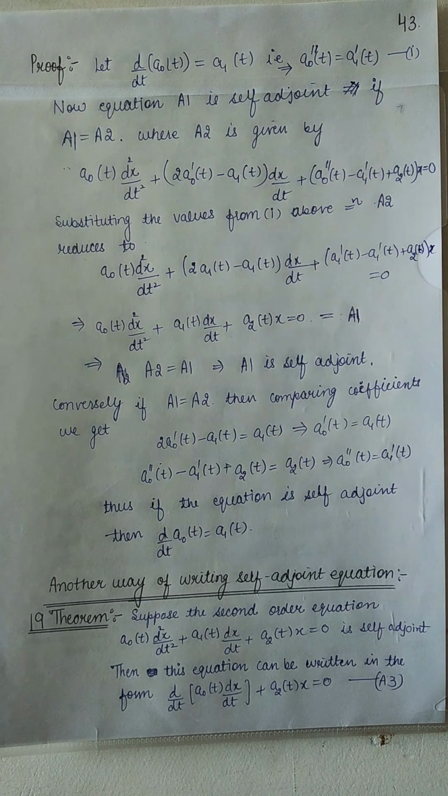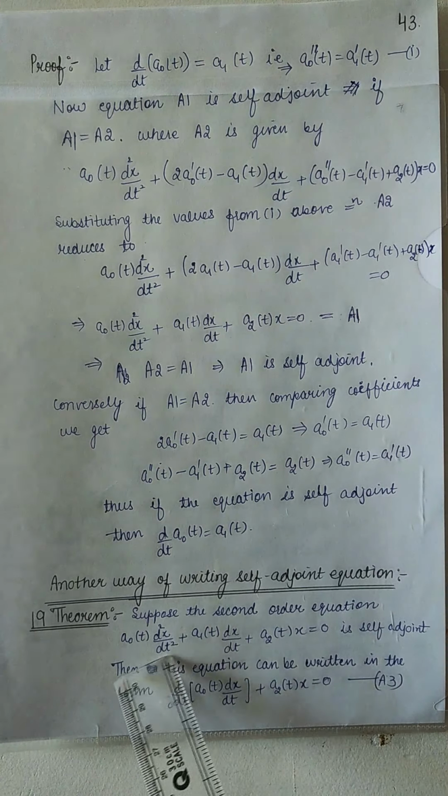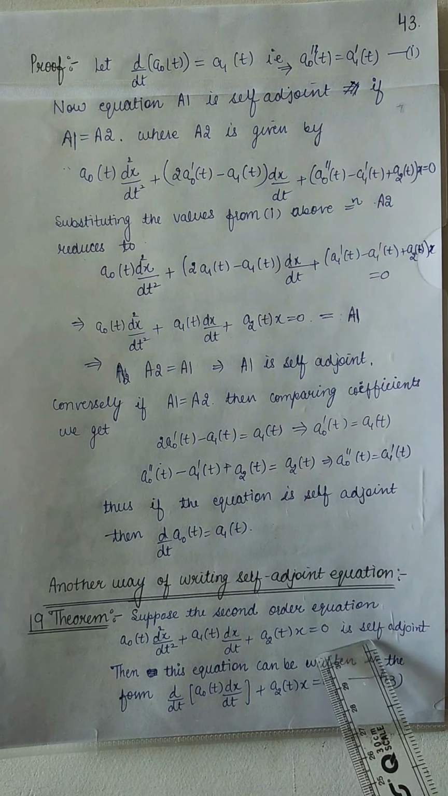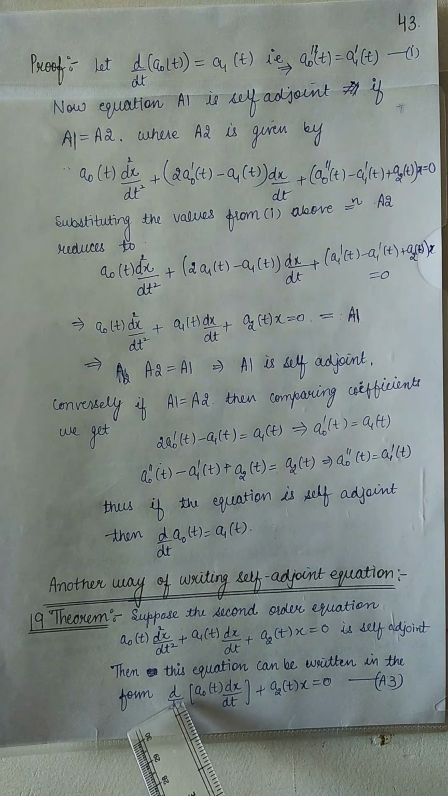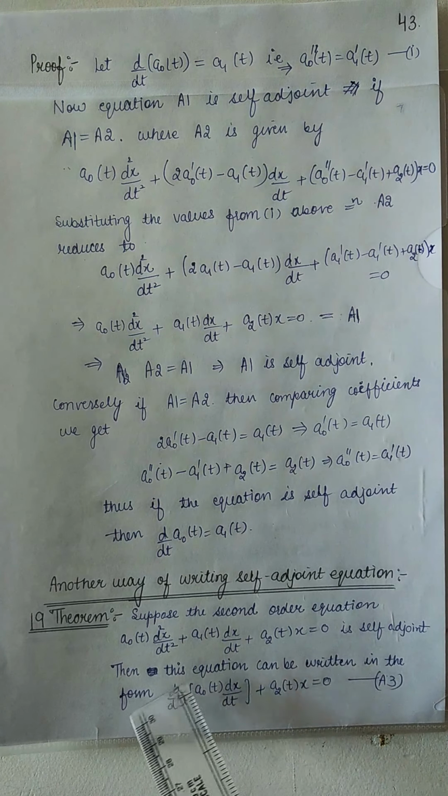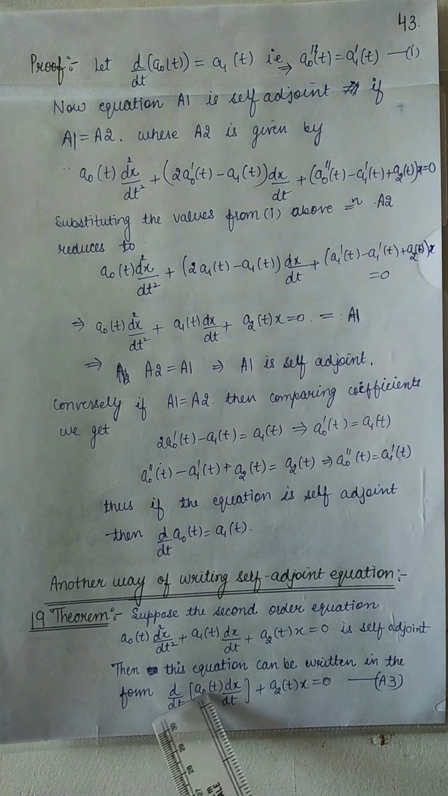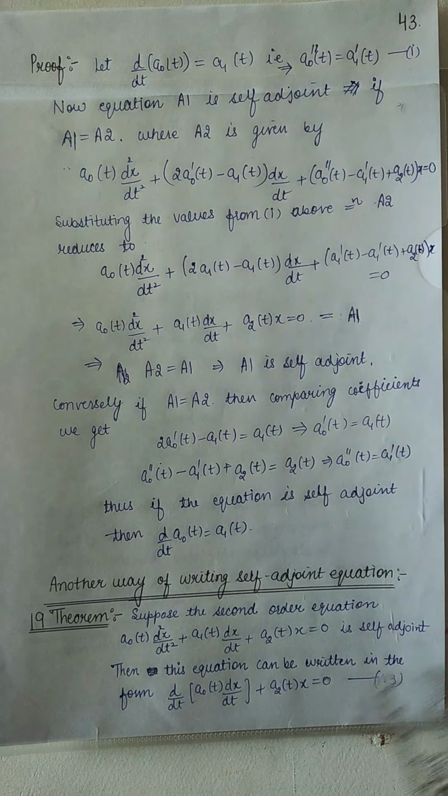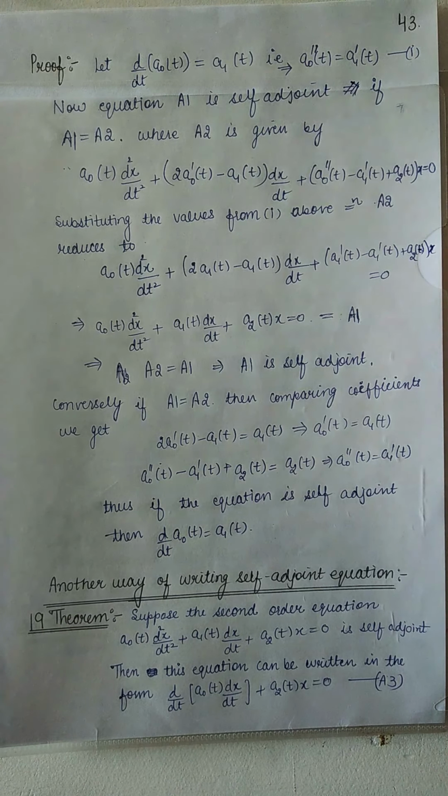So we have given that the equation is self-adjoint, and we want to prove that the equation can be written in the form d by dt of a naught t dx by dt plus a2 t x is equal to 0. So let's see how.